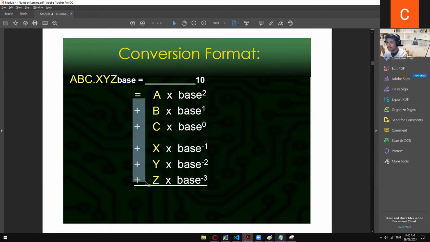Okay, and then just add everything and you will get the result, which is now the converted result from this base to the decimal. Okay, so are we clear so far?